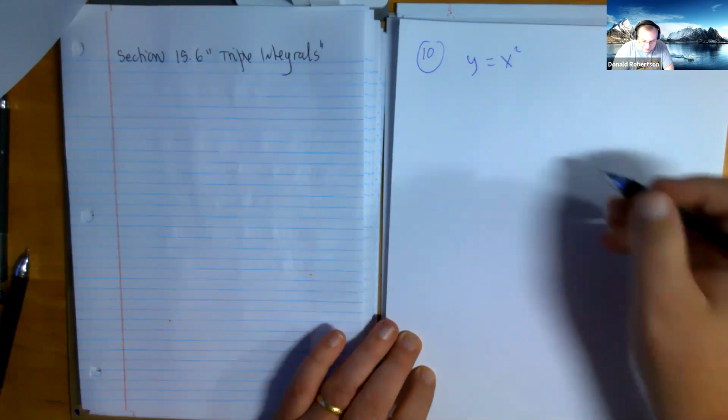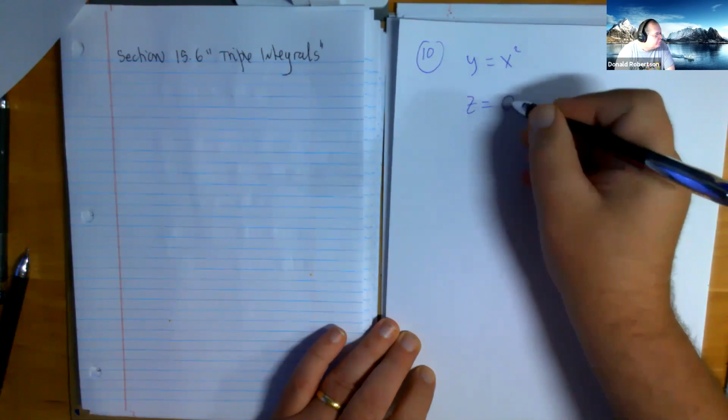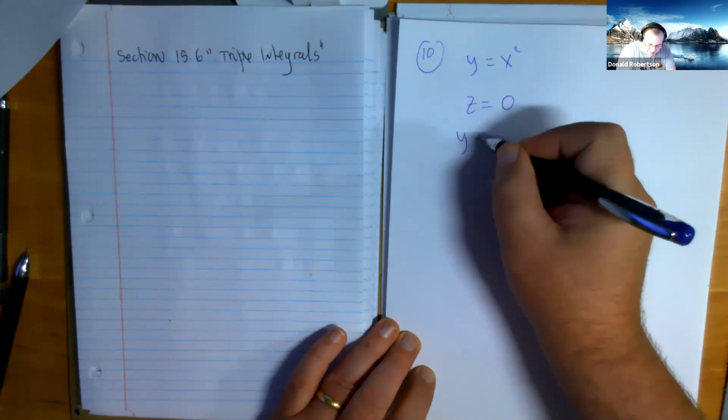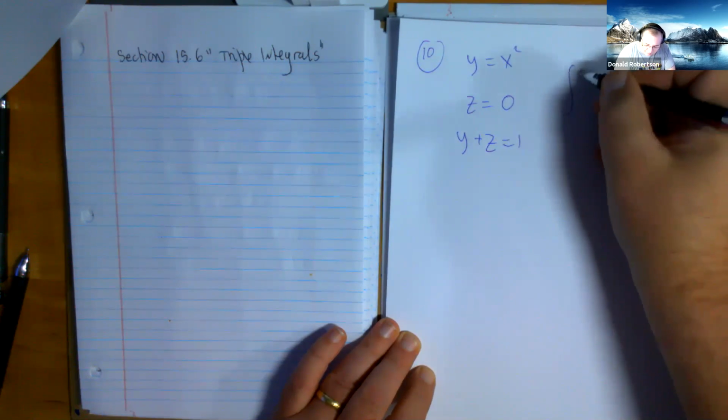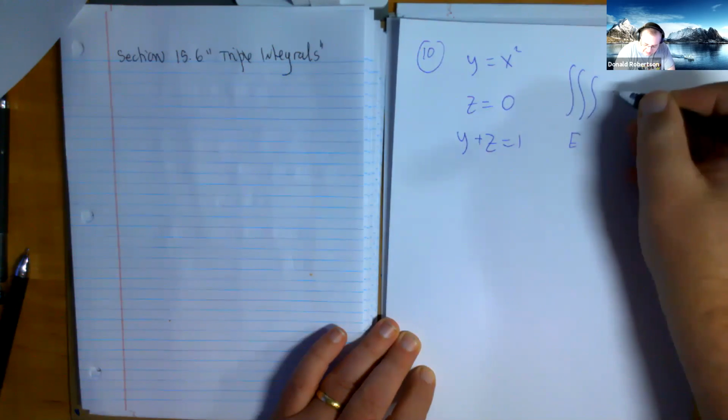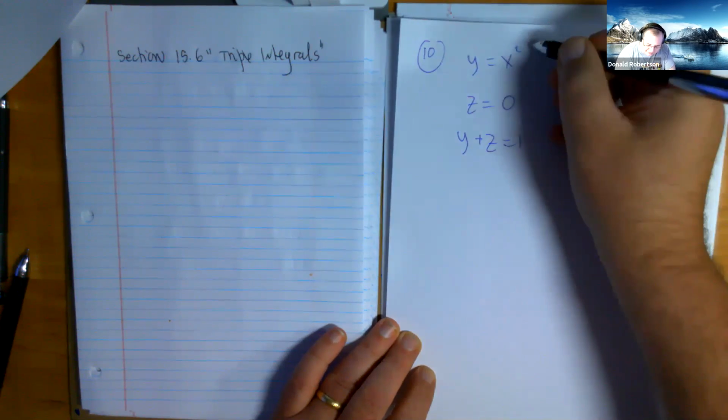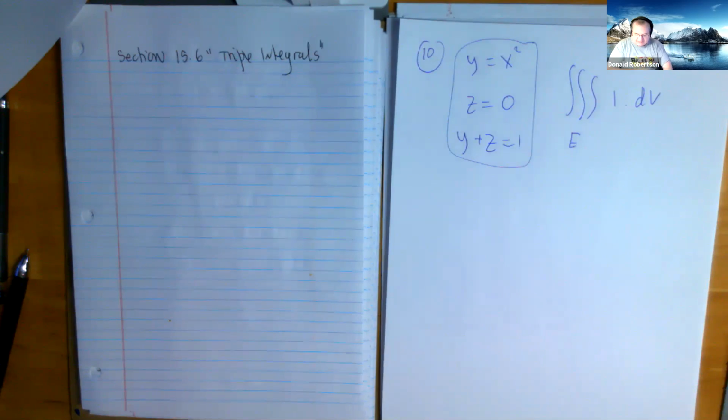y equals x squared, z equals 0, and y plus z equals 1. And it's asking to find the volume. So we know it's going to be a triple integral of 1 dV. And somehow that is going to give us all the bits and pieces that we kind of need. So we have to figure out the order of integration, x, y, and z kind of deal.